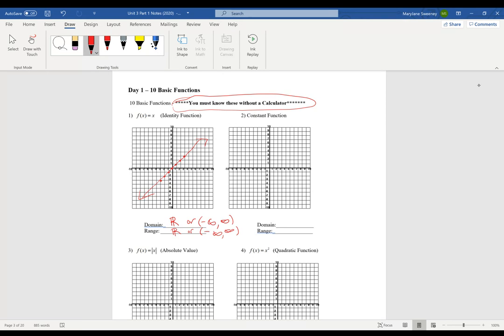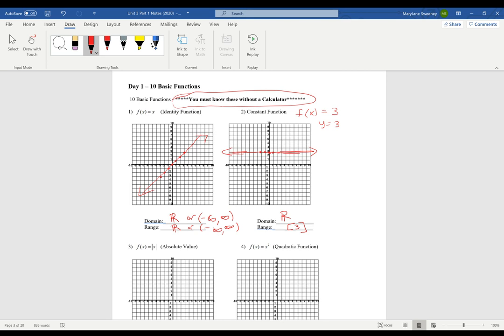Constant function, I'm just going to pick f of x equals 3. So of course that means y equals 3, which means y is always at 3. So 0, 3, 1, 3, 2, 3, -1, 3, -2, 3, and all the decimals in between. So you're connecting that line where y is 3. So for my graph, domain would be all reals. My range would just be 3. So just hard bracket 3.